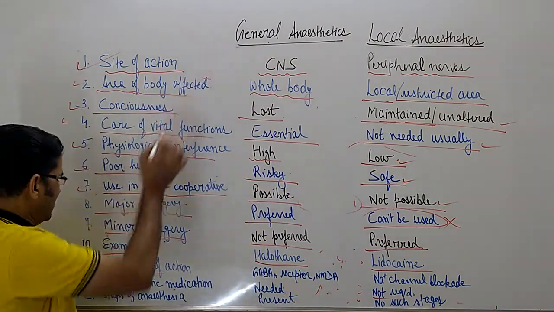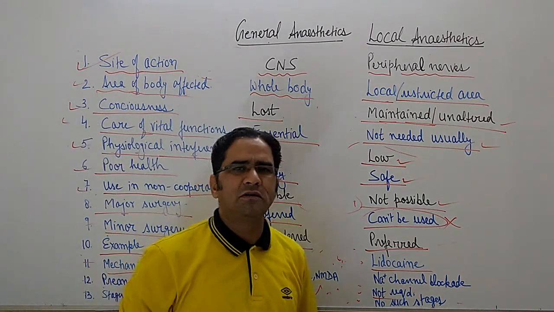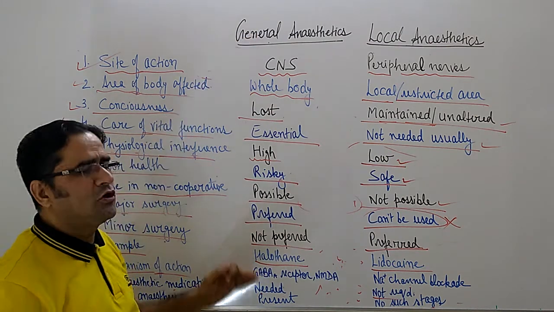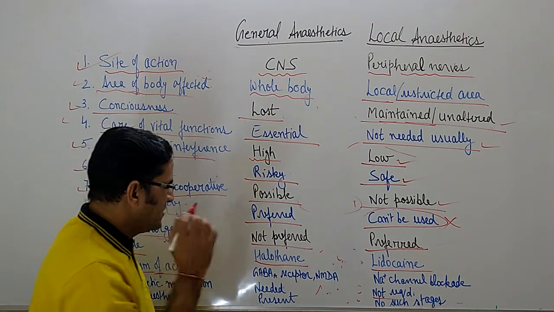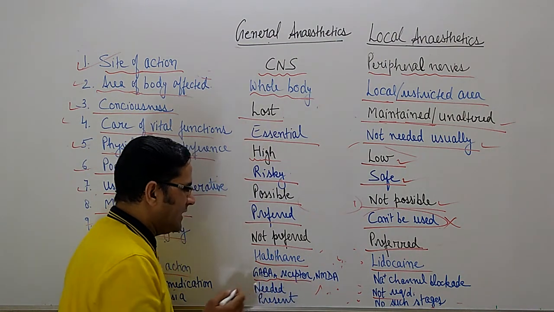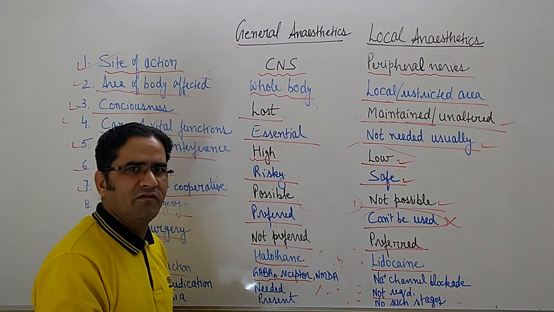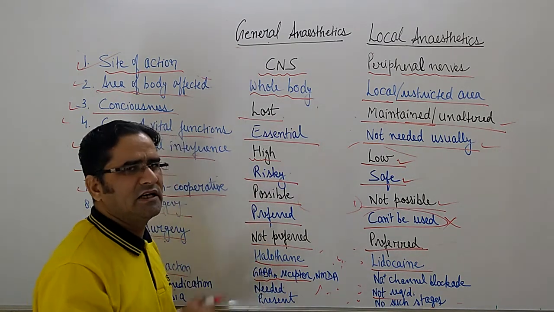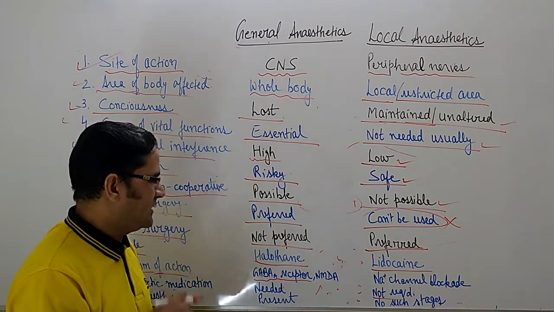Next, difference on the basis of mechanism of action. Here we are differentiating on the basis of receptors involved. General anesthetics show their pharmacological action by interacting with the GABA A receptor, gamma aminobutyric acid receptor. They show GABAergic action, and we know that if the action is GABAergic, it suppresses the CNS, and in this way they show their anesthetic action.